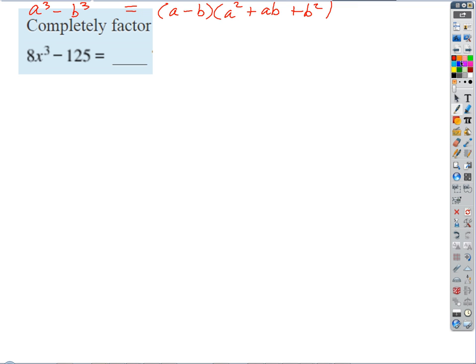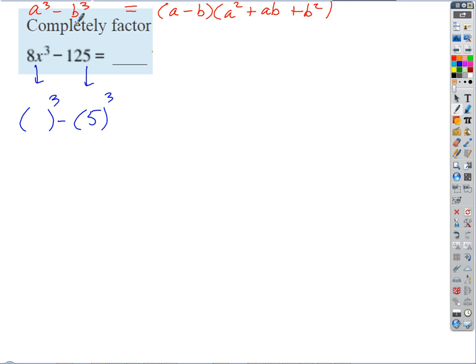So first of all, could I write this as a difference of cubes? Could I write the first term as something cubed and the second term as something cubed? If I can, that's going to work. I'm just going to follow that pattern. If I can't, well, nothing's going to work. What about the second one? Is 125 something cubed? Possibly. Yeah. What is it? Is it 5? 5. It is. So that's telling us that B is 5, right, in our pattern.